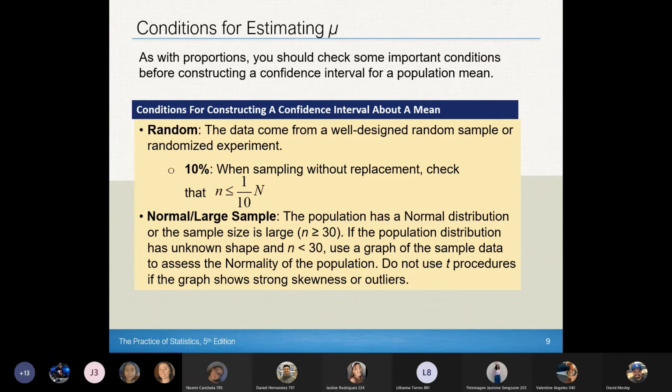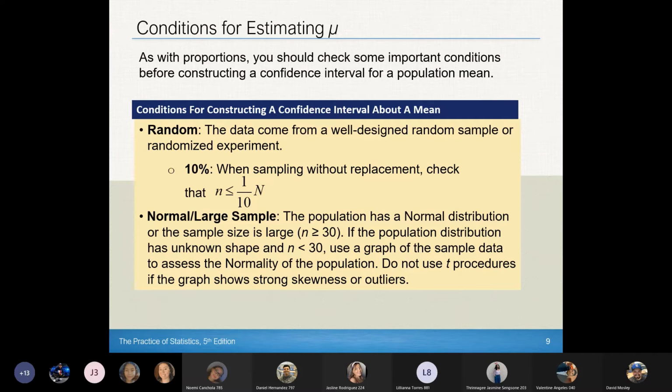We still need to check for randomness. The data has to come from a well-designed random sample or randomized experiment. We need to check the 10% condition when sampling without replacement, which most of our sampling will be, especially if we're dealing with people or live things. We need to check that n, our sample size, is less than or equal to 1/10, or 10%, of the actual population.